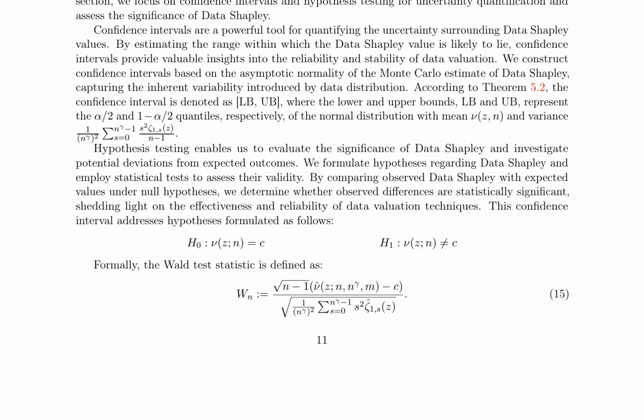Hypothesis testing is employed to evaluate the significance of Data Shapley and investigate potential deviations from expected outcomes. The Wald test statistic is defined as Wn equals square root n1 times nu z n gamma minus c, over the square root of 1 over n gamma squared times the sum of s squared zeta 1 s z, allowing for the assessment of hypotheses formulated as H0: nu z n equals c and H1: nu z n does not equal c.